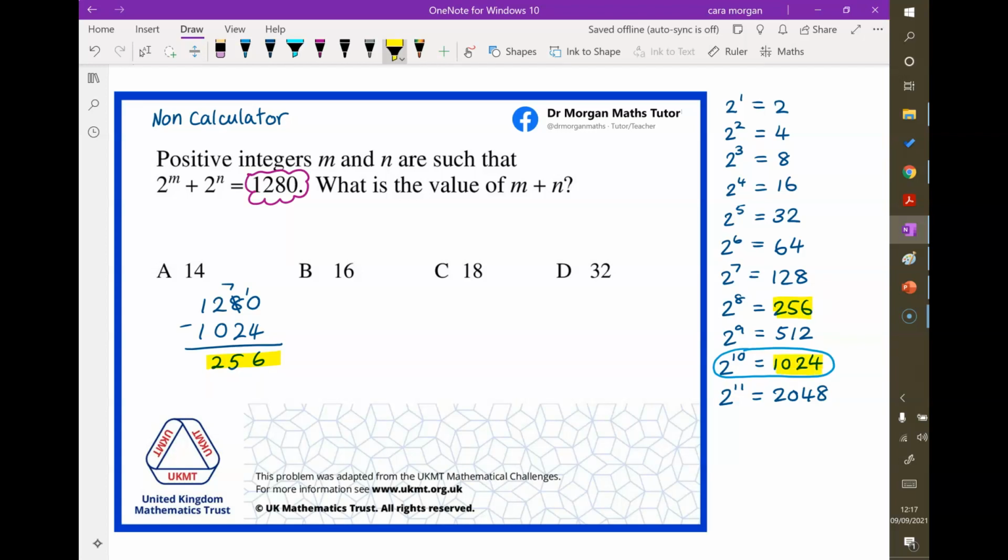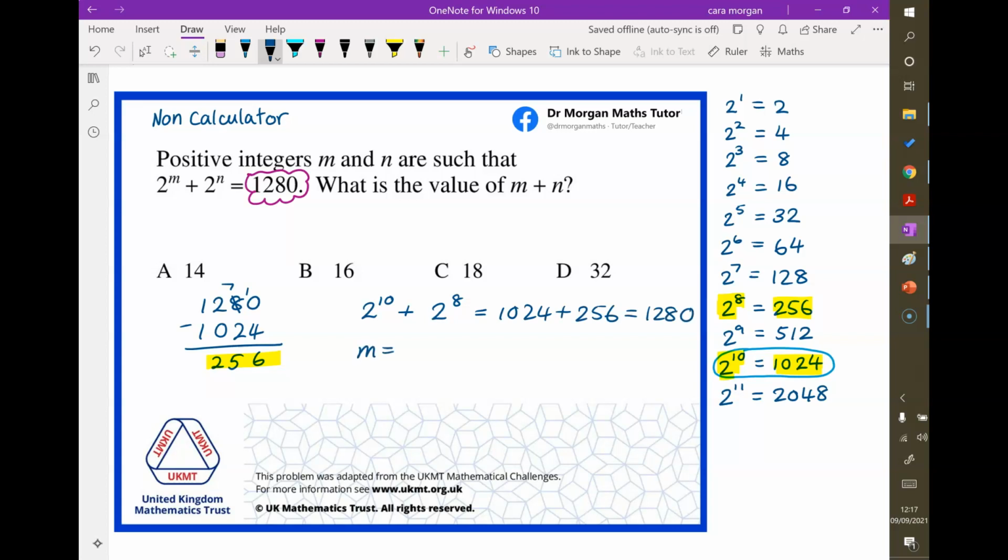So I've actually found the 2 values that I needed to add together quite quickly. Had I worked from 2 to the power of 1, which is 2, obviously I'd have got 2 add 1278, and that wouldn't have been a power of 2. So therefore I can write down that 2 to the power of 10 add 2 to the power of 8, which is 1024 add 256, is definitely 1280.